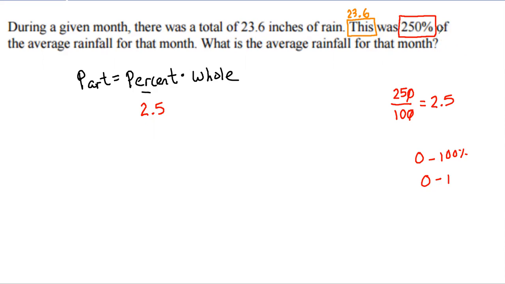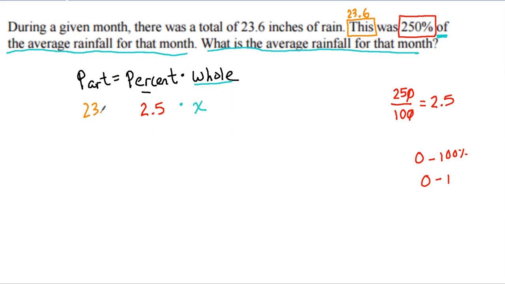Now, another big hint in these problems is whenever you see the word "of," whatever is coming after that is your whole amount. So when I say 250% of the average rainfall for that month, the average rainfall for the month is my whole amount. So when they say, what is the average rainfall for that month? They're asking me for the whole amount. So that is where my variable is going to come in. So I'm just going to put an X here. So I'm taking 250% of what average to get my part. So what that means is that my part has to be that 23.6.